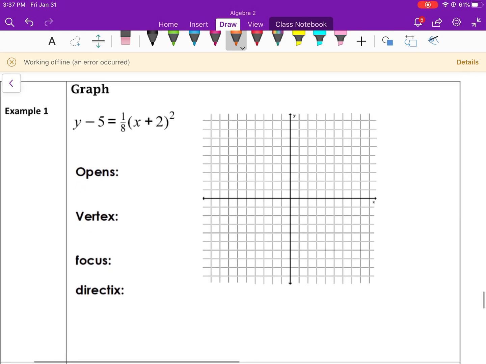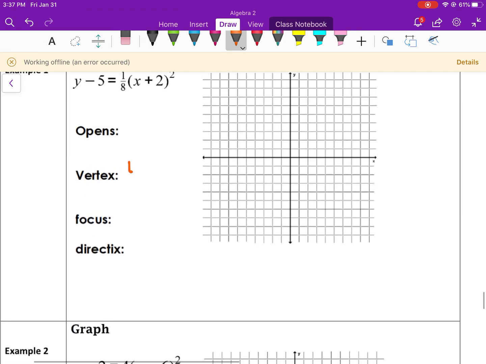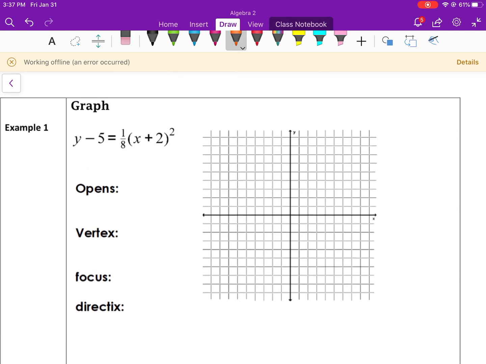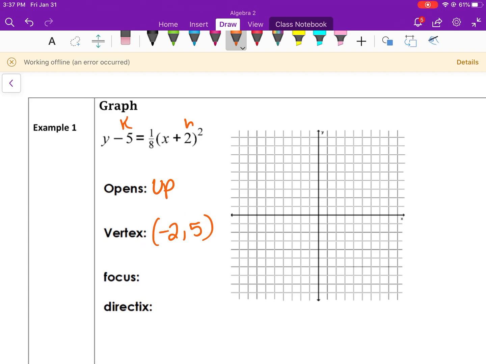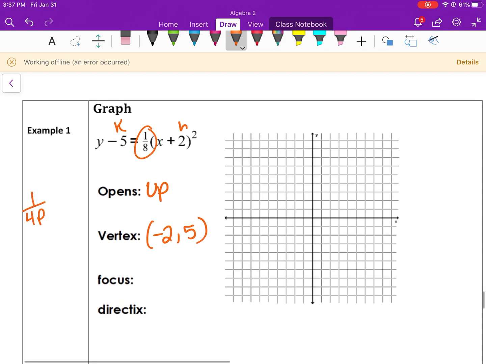All right, so let's just do a couple examples. So this one opens up because it's y equals, and the 1/8 out in front is positive. And then your vertex will be at negative 2, 5. So I get that from my h, k values right there. The h is always with the x, the 5 is with the y. Then to find the focus and directrix, you need to find the p value. So I take the a value essentially, and I set that equal to 1 over 4p. So if 1 over 4p equals 1/8, then p will equal 2.